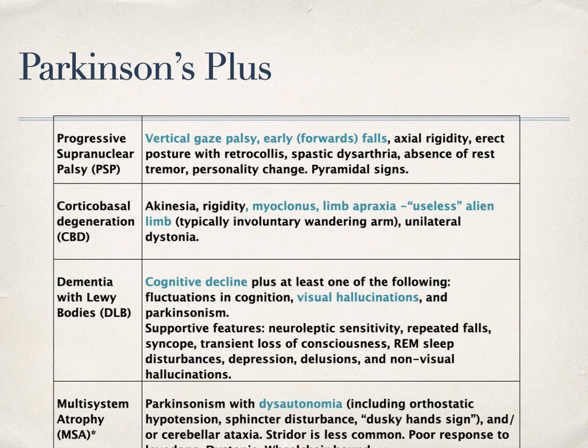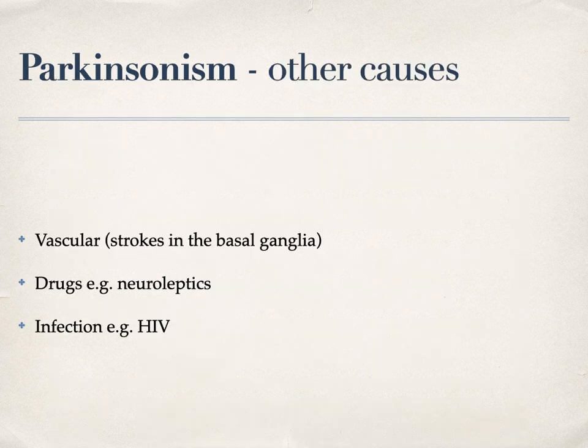Again, poor response to levodopa therapies in this particular condition. Good. Other causes of Parkinsonism include vascular Parkinsonism. So this is if you have multiple strokes across the basal ganglia, and because of multiple strokes you deplete your dopaminergic transmission and cause Parkinsonism that way.